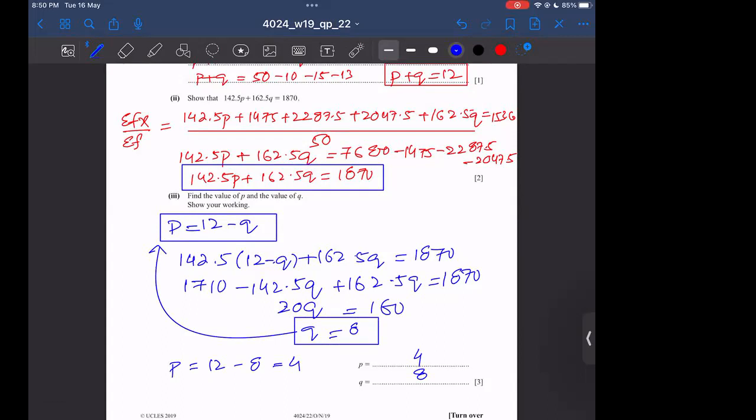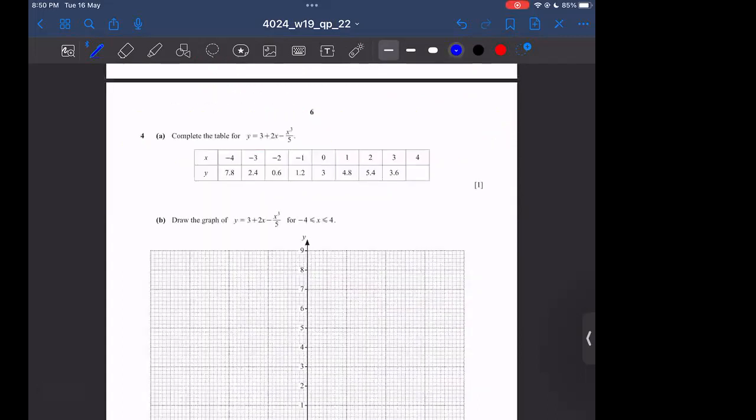Okay, in this question, this is a graph of function question, very important questions for paper 2. Now, they are asking to complete the table first. There's a space over here. You have to put the value of x equals to 4 in the equation. So I'm just going to put the value y equals to 3 plus 2 into 4 minus 4 cube upon 5. So you got minus 1.8.